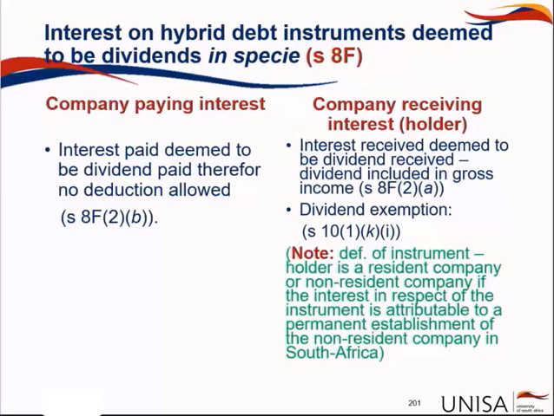So that's just important to note, that the company that is paying the interest will not get the deduction, and the company that is receiving the interest will include it in their gross income, but as a dividend, and then get the dividend exemption.